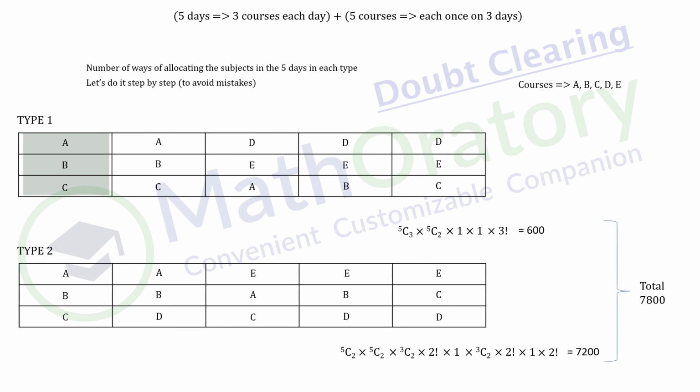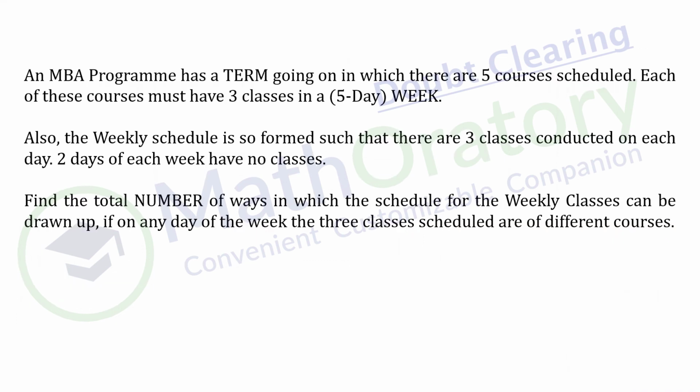So there will be some sort of sequencing also, right? Because you're concerned about the schedule of the week. So the 3 subjects on any of the days have to be ordered among themselves. But this part is pretty easy and straightforward. On each of these 7,800 allocations that we have, each day has 3 different subjects because that was the constraint, right? So if each of the days has 3 different subjects, then each day can be arranged or ordered in 3 factorial or 6 ways among themselves. So for each day, we have correspondingly 6 ways of arranging the courses, implying for each of the 7,800 allocations, we will have 6 cross 6 cross 6 cross 6 cross 6, 5 days, total of 6 to the power 5 ways of forming the schedule, giving our final answer as 7,800 cross 6 to the power 5.